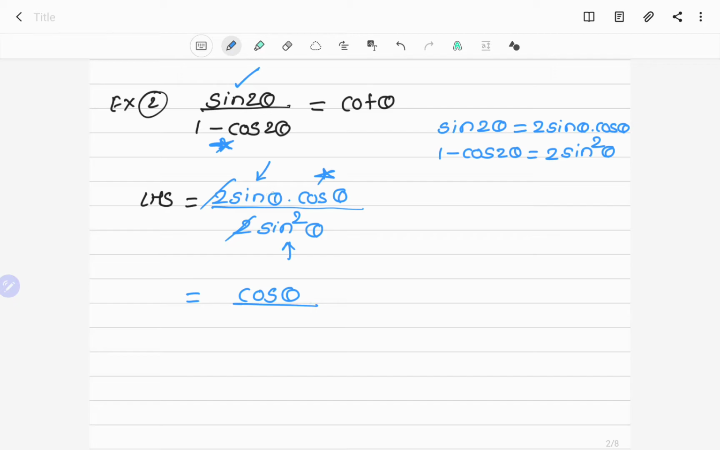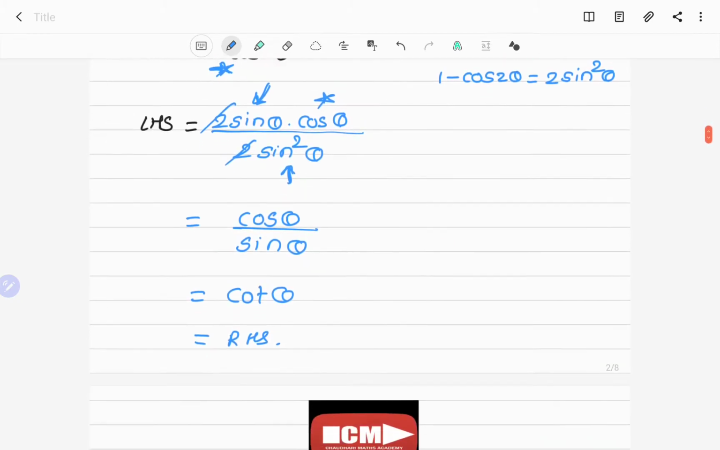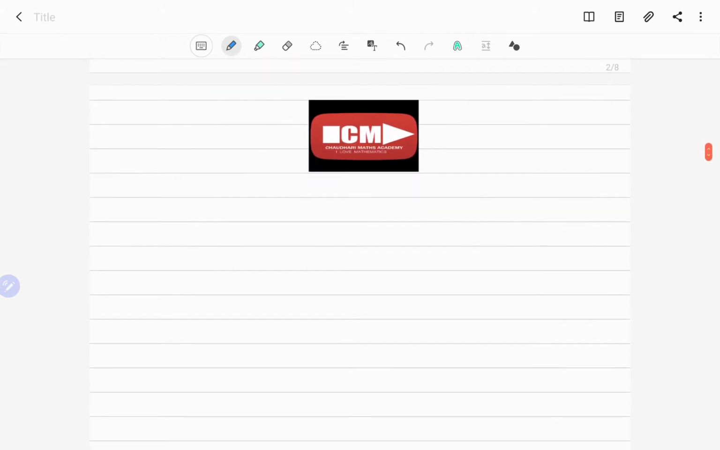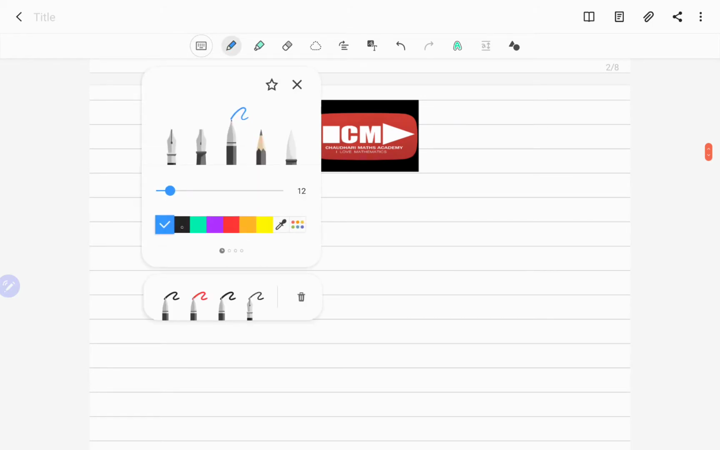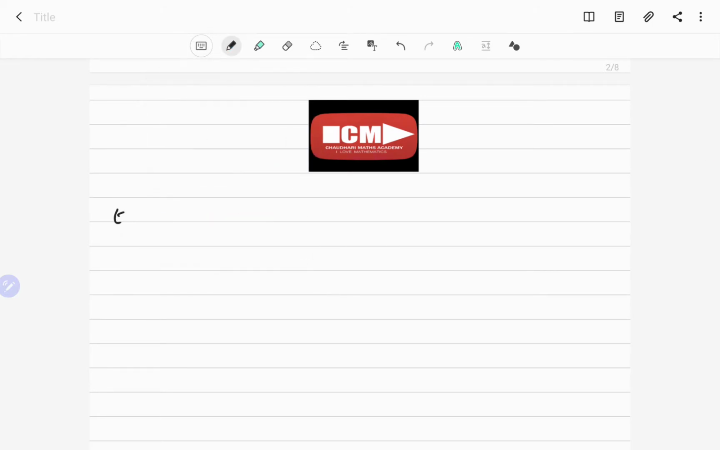And since one sine from the numerator and denominator cancels, what is left in the denominator is one more sine. And we know that cos theta divided by sine theta is cot theta, which is equal to RHS. So finally here we got LHS equal to RHS. I started with very simple examples. So one more for you.